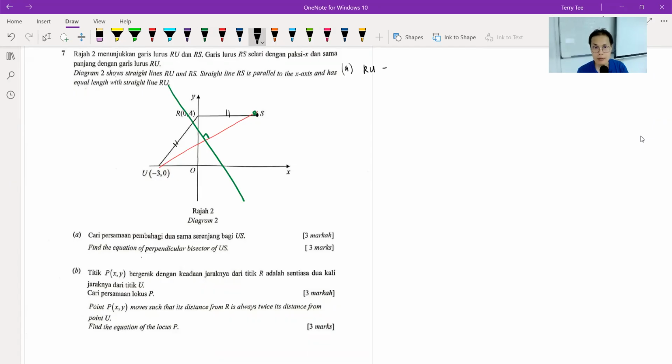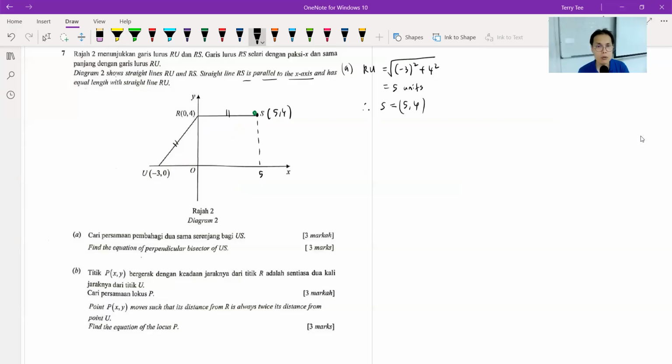RU, we can use simple Pythagoras: minus 3 squared, 4 squared, square root. RU is 5 units. If RU is 5 units, meaning point S must lie 5 units to the right of point R to be exact, because RS is parallel to the x-axis, the horizontal line. So we count 5 boxes to the right. So S in this case should be (5, 4). So therefore, S is (5, 4).